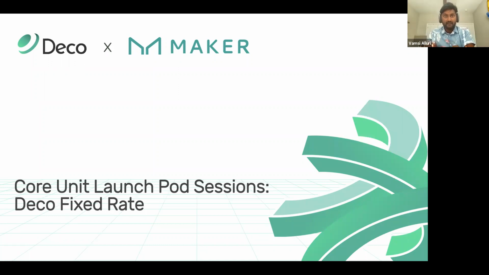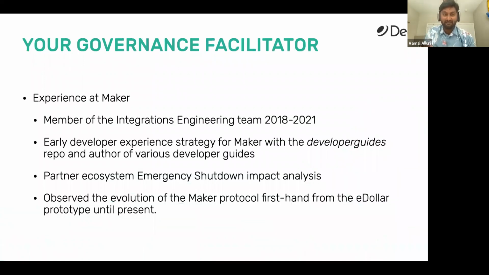So, quick overview about me. I'm sure I've met every one of you at some point. My experience at Maker, I was a member of the integrations engineering team as a senior engineer for about 3 years, from 18 to 21 until the foundation dissolved. And I've done some interesting work at Maker.